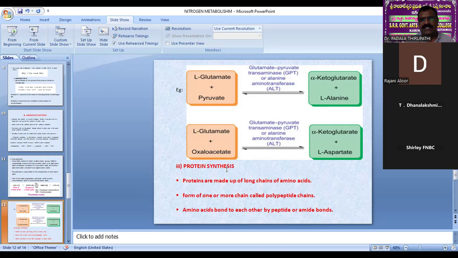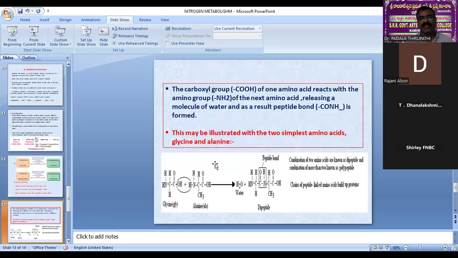In protein synthesis, we know that proteins are made up of long chains of amino acids, in one or more chains called polypeptide chains. The amino acids bond to each other by peptide or amide bonds. See here, the carboxyl group of amino acids.